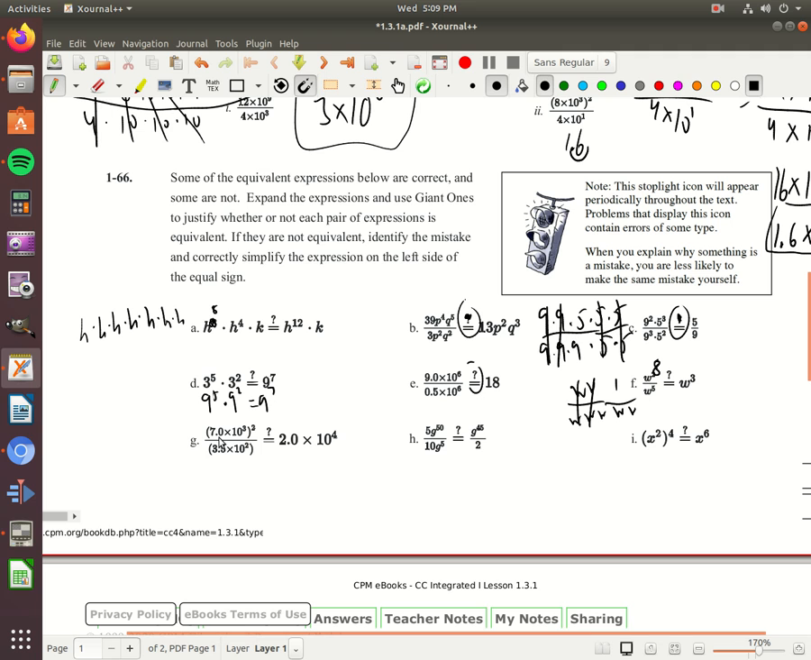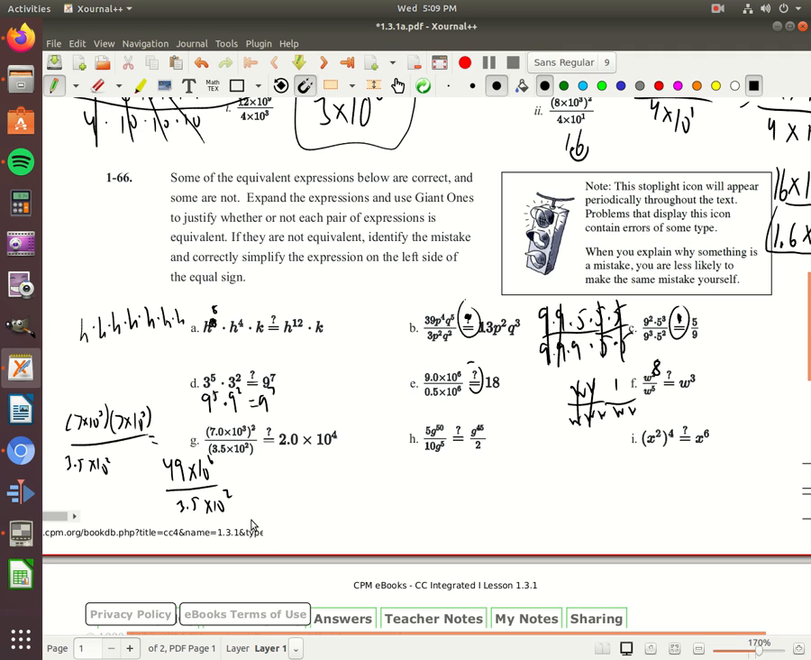So if we go here, this one's kind of a pain. So this one is going to be 7 times 10 to the 3rd times 7 times 10 to the 3rd, right? I have 2 of these things over 3.5 times 10 squared. That's just going to stay the same, but this is actually going to give me 49 times 10 to the 6th over 3.5 times 10 squared.